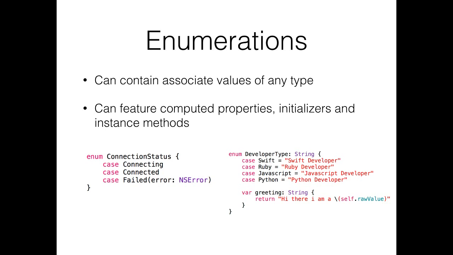You have developer type, and developer type can have a variable inside of it, like a computed variable. It can't store values, but it can have a computed variable, like a developer type greeting, saying, hi, I'm an iOS developer, or I am a Swift developer, or something. You can access properties and functions, and you can have initializers inside enumerations.